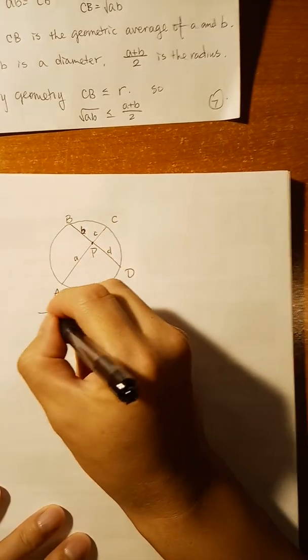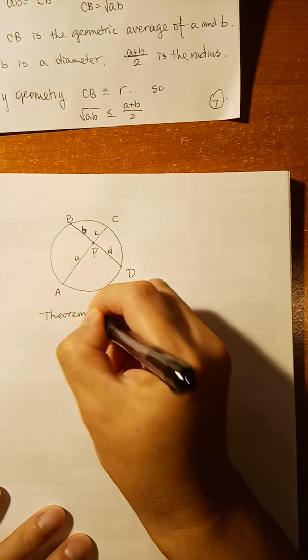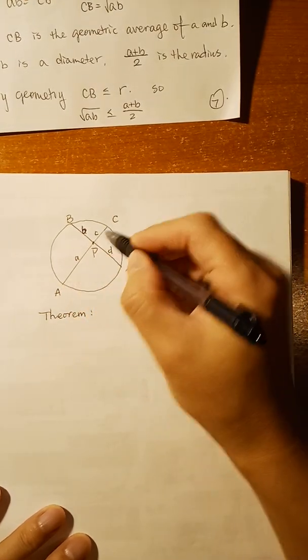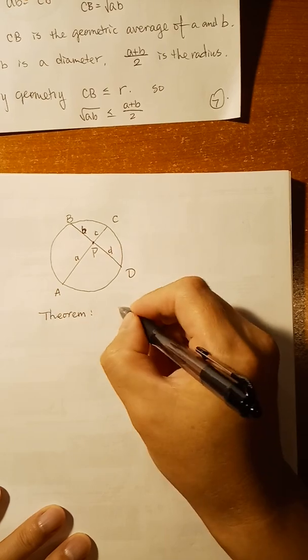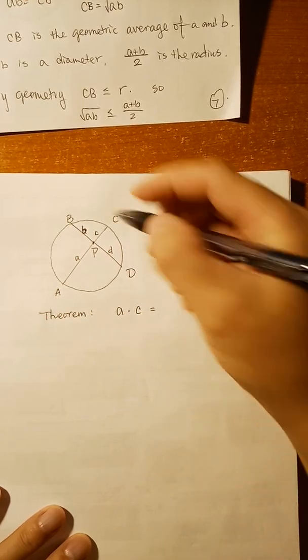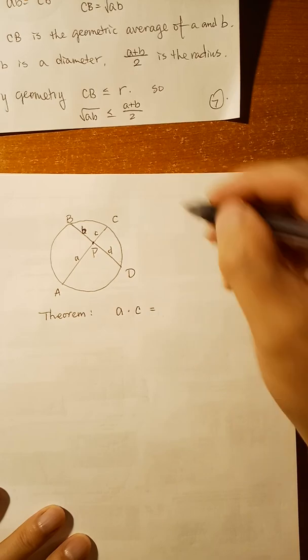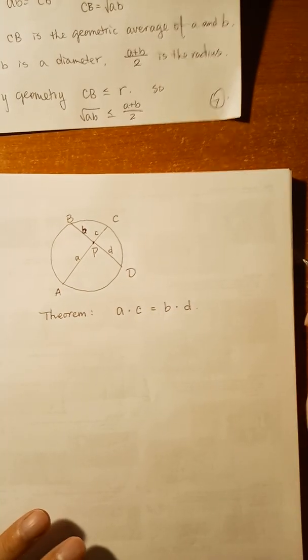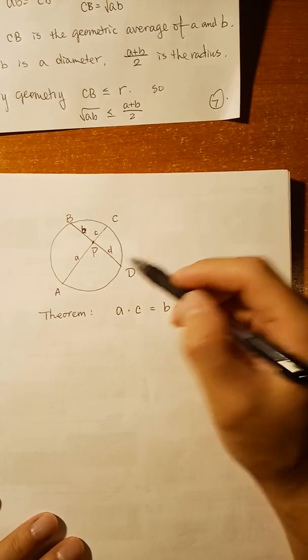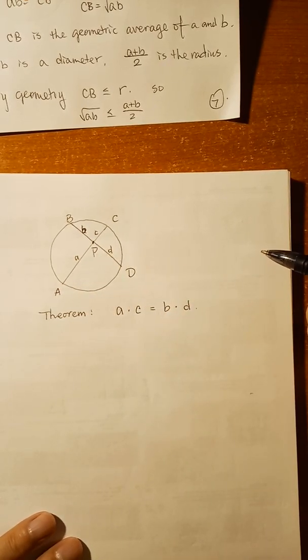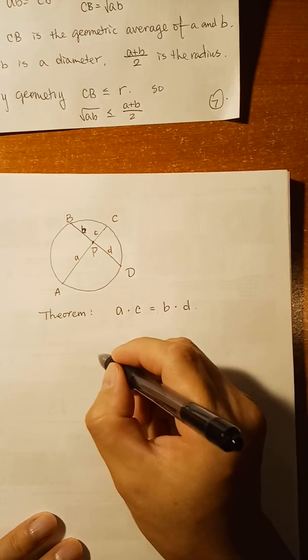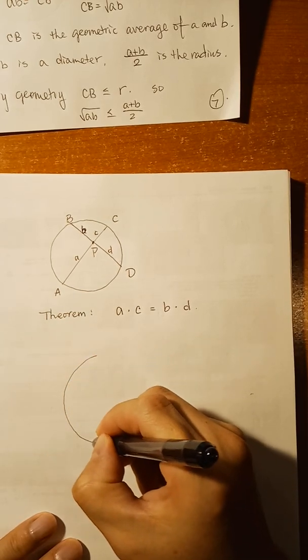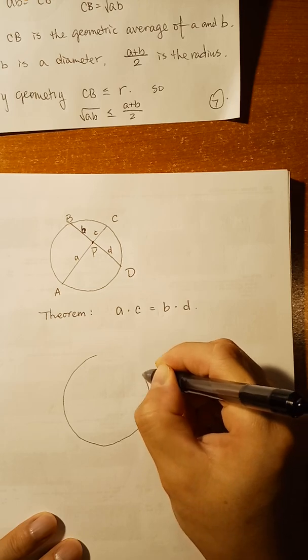Then the theorem says, you see this A and C, they are from one chord. So A times C is equal to B times D, which are from the other chord. A, B, C, D are numbers, quantities. So A times C is equal to B times D. Okay? Why? Let me draw it here and we show the proof. The proof is very short.